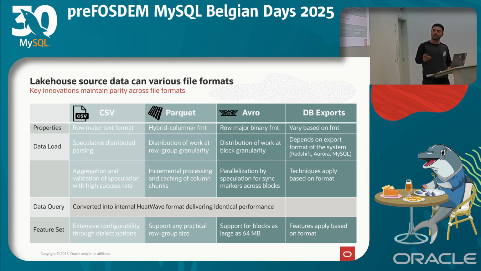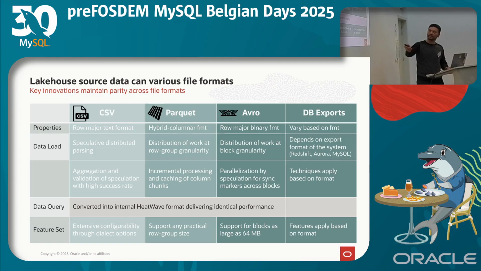This is one of the key innovations, but also the formats we support, right? I mentioned CSV, Parquet, Avro, DB exports. The key takeaway here is that no matter what the format is, depending on the nature of the format, we apply a different technique. For CSV, we have this innovative, speculative, distributed parsing. You may think, okay, it's CSV, how complicated can it be? On a single machine, on a single core, maybe, but try to parallelize it on a cluster of nodes, and you will see really interesting problems. So this is a nice way of parallelizing CSV parsing.